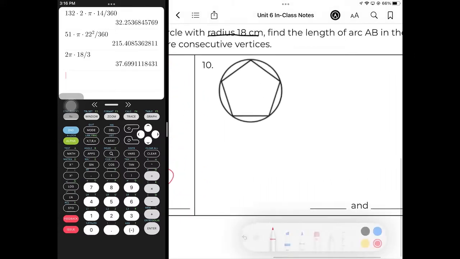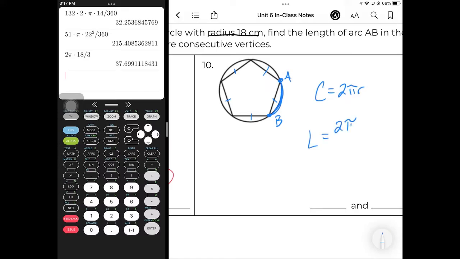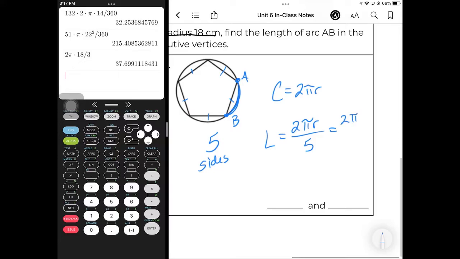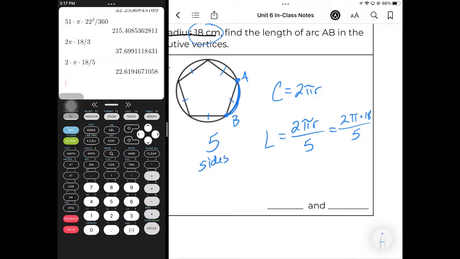Let's try that again for number 10. This time there are 1, 2, 3, 4, 5 congruent sides. If I want the length of an arc between two consecutive vertices, A and B, remember circumference is 2 pi r, so my arc length is that 2 pi r divided by 5 sides, which would be 2 pi, I know my radius is still 18, 2 pi times 18 divided by 5. So this time, my arc length is 22.6.